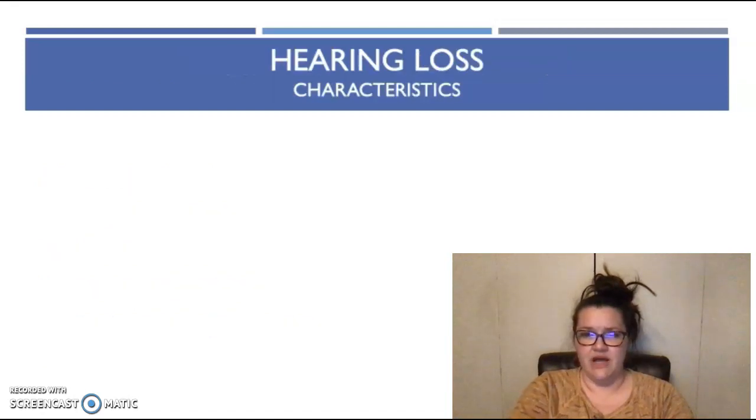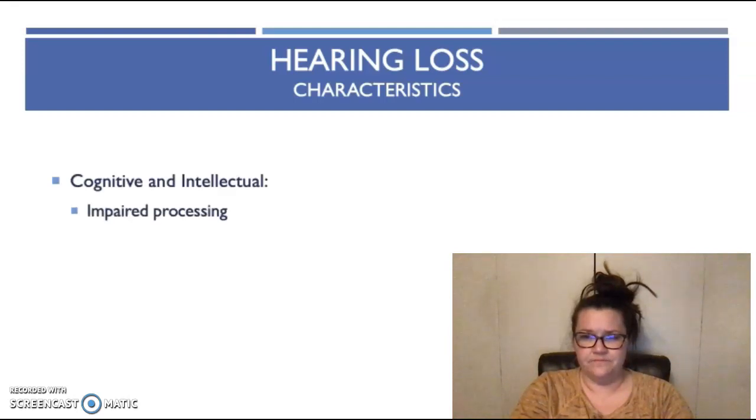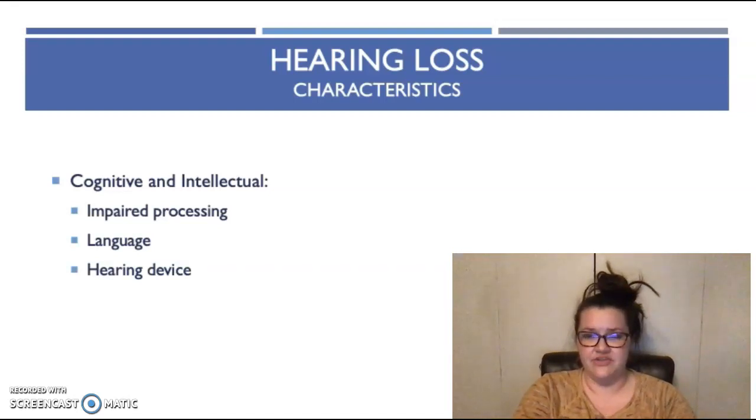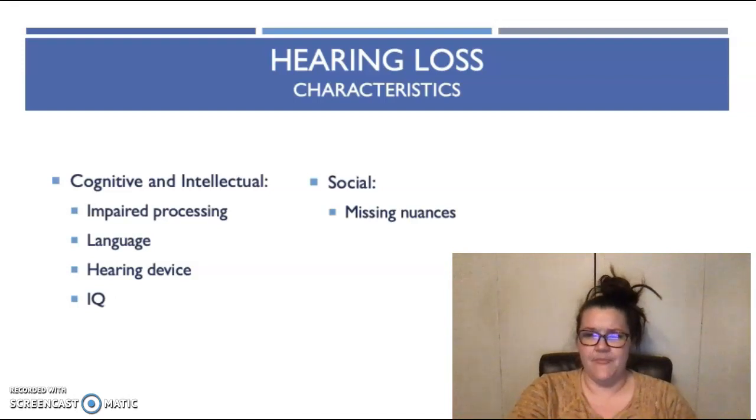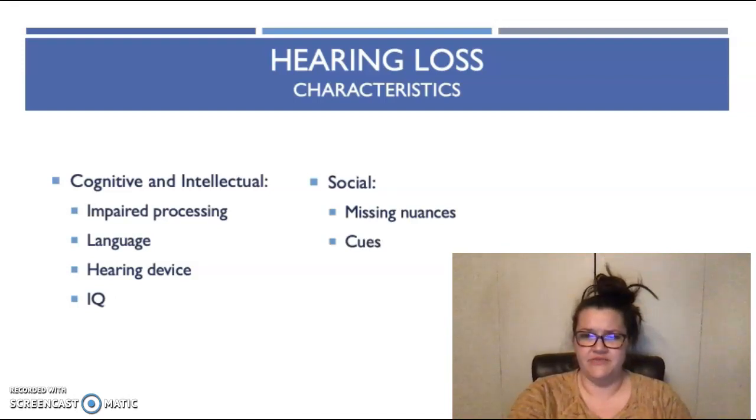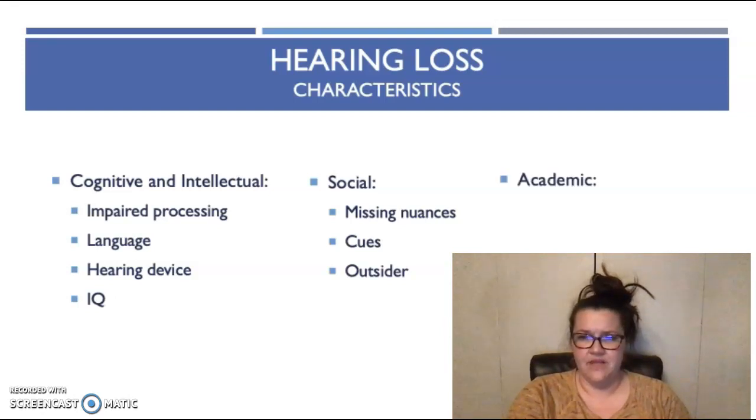For students who have hearing loss, the cognitive and intellectual characteristics are being impaired in processing linguistic information, impaired development of spoken language, need for hearing devices to process information, and the IQ range of these students is much like that of the general population. Socially, students may miss small nuances in large areas. They need to develop an awareness of social cues, may feel like an outsider and develop loneliness.